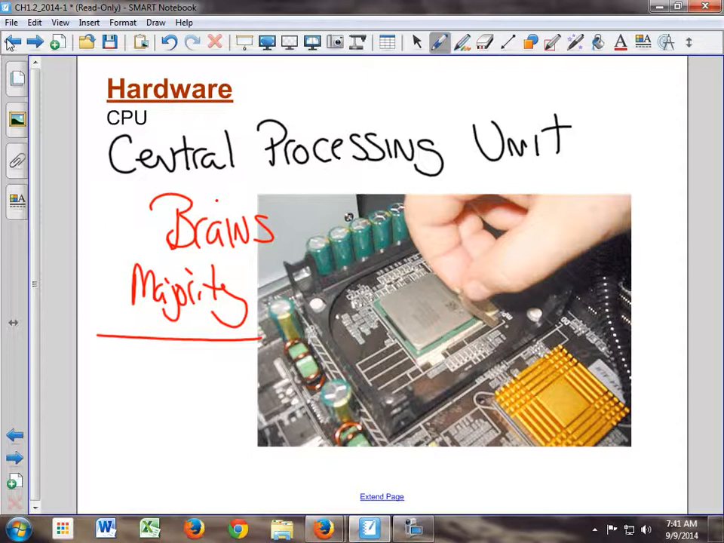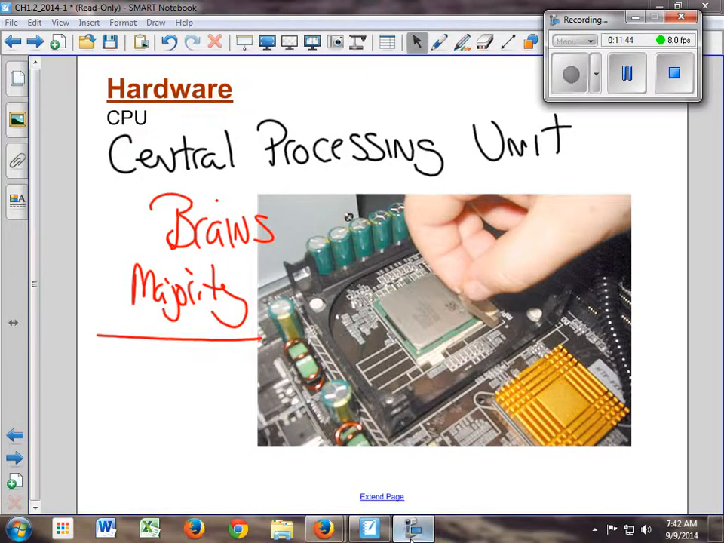If your PC is really dirty and it doesn't get airflow, it could be slowing down just because it's hot. I'm going to hit pause here.